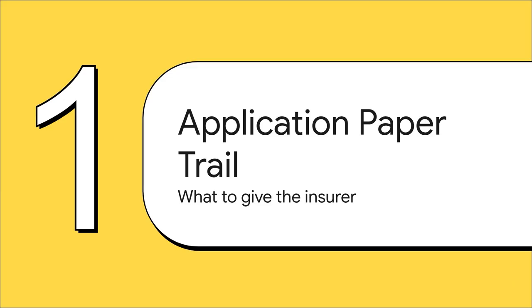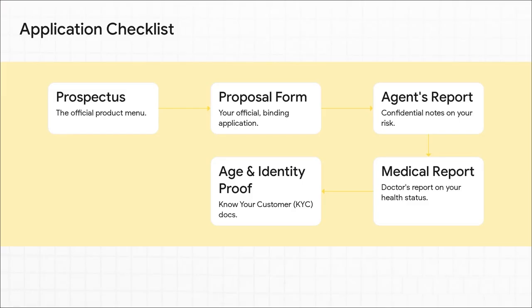Section 1, the application paper trail. You can think of this as laying the foundation. These are the key documents that you're gonna have to give the insurance company just to get the ball rolling. So this is basically the essential checklist for your application. It all starts with something called a prospectus, and it finishes up with your proof of identity.